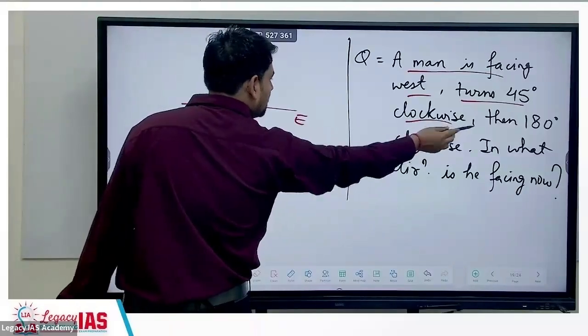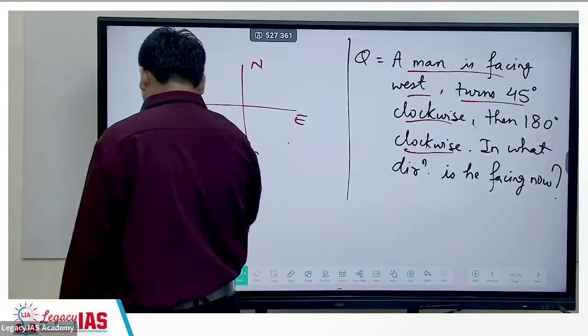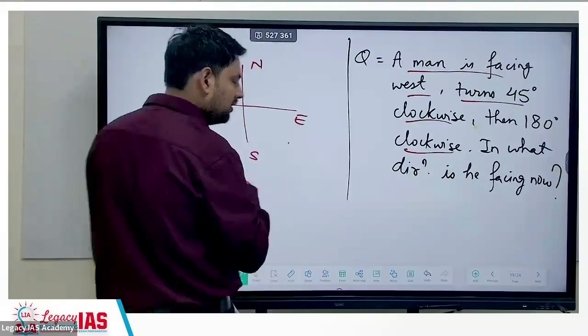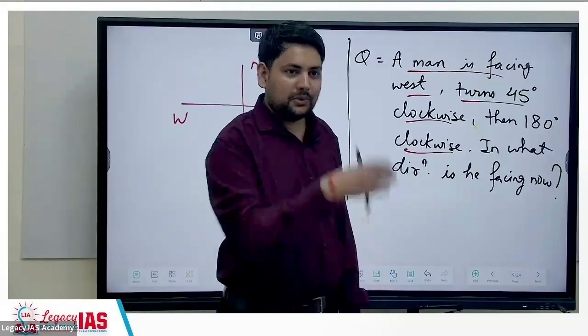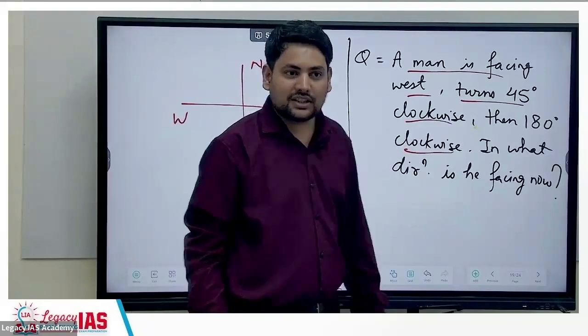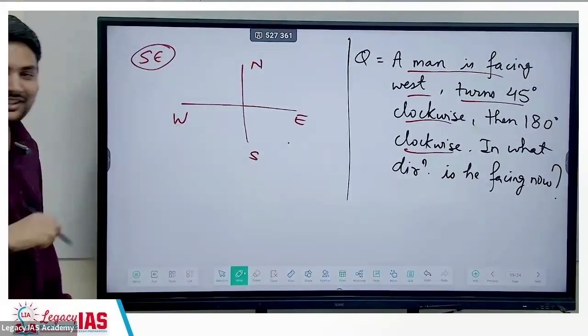Now, then he turns 180-degree clockwise. So from here I will turn 180 degrees. 180 degrees means completely opposite. So I'll completely move towards this. Where am I looking now? Southeast. But of course, this dance we won't be doing. So now we are looking at southeast.